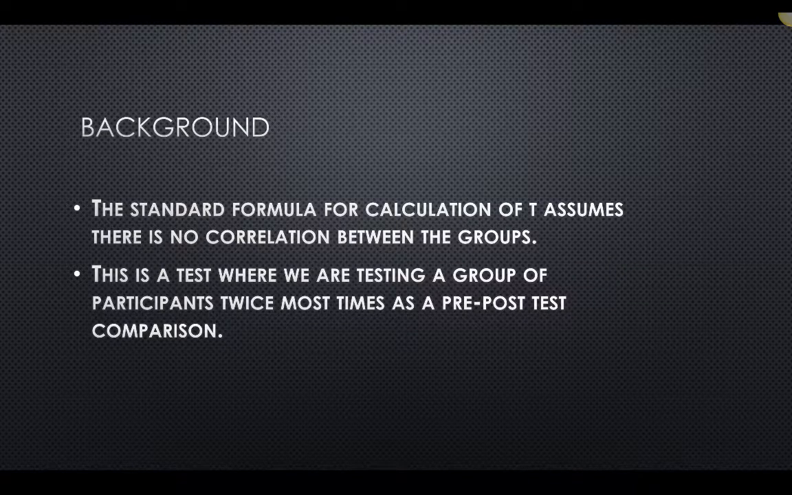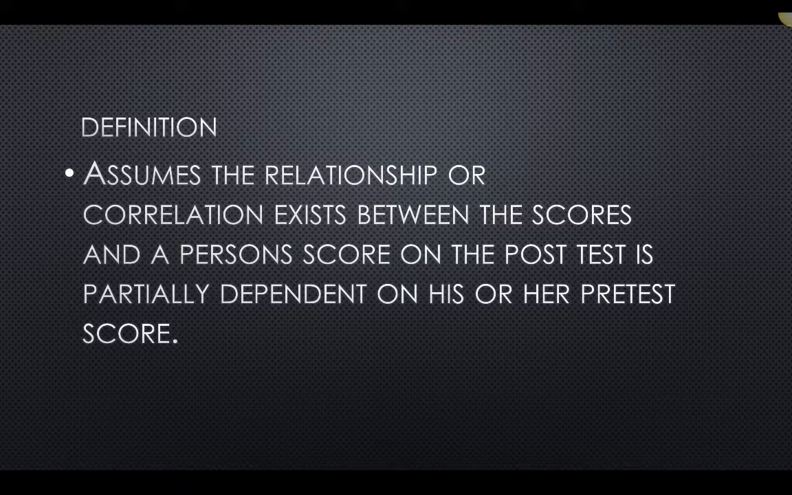The standard formula for calculating t assumes there's no correlation between the groups. We're going to talk about correlation gently here. In our next module, you'll be looking at correlation a little deeper. This is a test where we're testing a group of participants twice. Most times it's a pre-test and a post-test comparison. It assumes that a relationship or correlation exists between the scores, and a person's post-test score is partially dependent on his or her pre-test score.